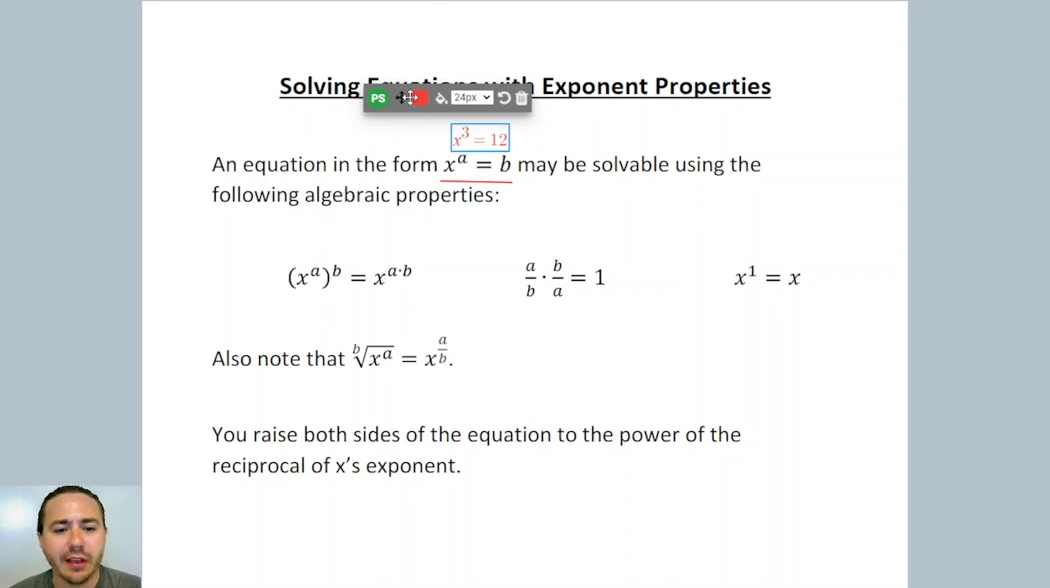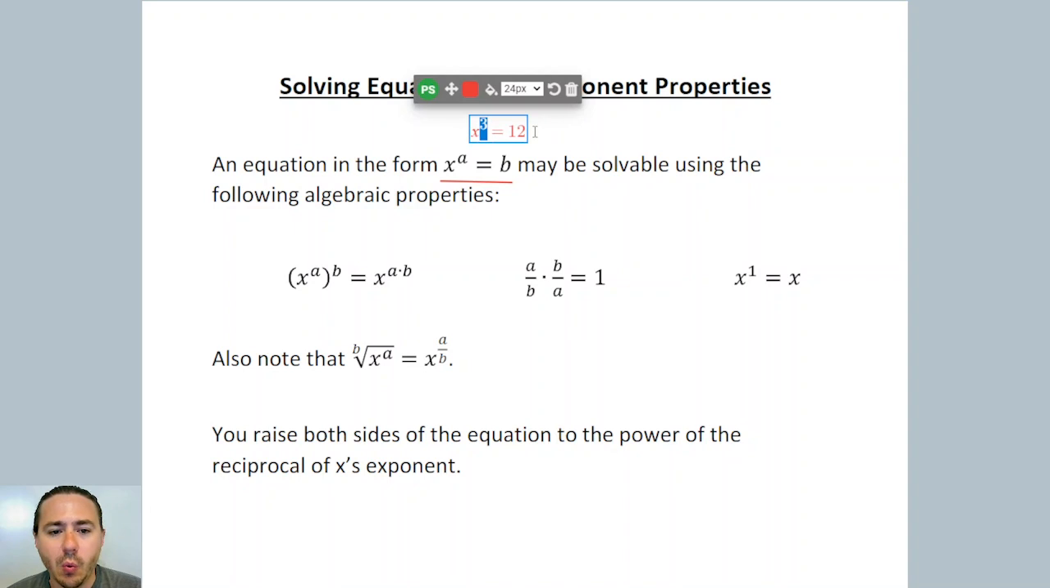So the basic idea here is instead of this exponent being 3, we want it to be 1, so that if it's 1, we can just say x equals and we have our number. So the big question becomes, how do we get rid of this? What we're going to do, in general, is raise both sides of the equation to a power.